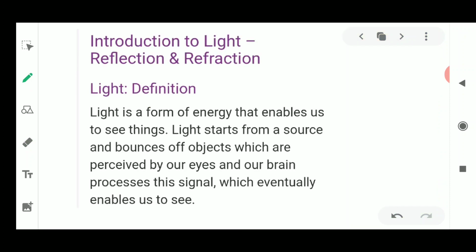Now the first topic related to the chapter light is its introduction. So in the introduction, what is light? If I say this word light, what are the other words you can think of once you hear this word? Once I say the word light, it suggests that you are able to see things. So why are you able to see things? Because light is there.